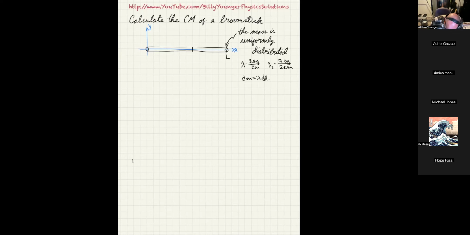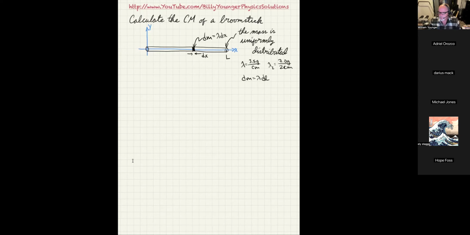So let's look right here and say this quantity is dm. Since the length of it is parallel to the x-axis, rather than call it dl, I'm just going to call it dx, because obviously I'm measuring in the x direction and I'm going to use the x variable. So this dm is going to be lambda times dx, where that lambda is the 3.5 grams per centimeter.